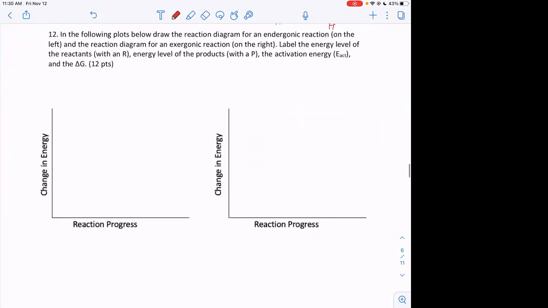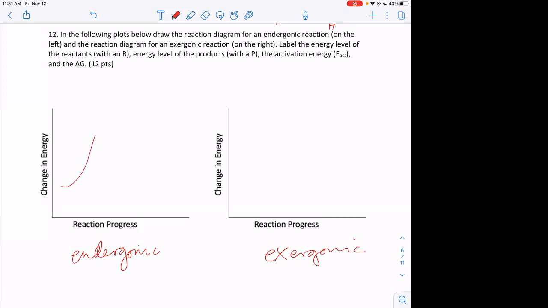All right, this one, I wanted you to draw a reaction diagram, and I wanted you to draw an endergonic reaction diagram on the left, exergonic on the right. Then I wanted you to label everything, label your reactants and products, label your activation energy and your delta G. So endergonic and exergonic. So endergonic, the products have more energy than the reactants.